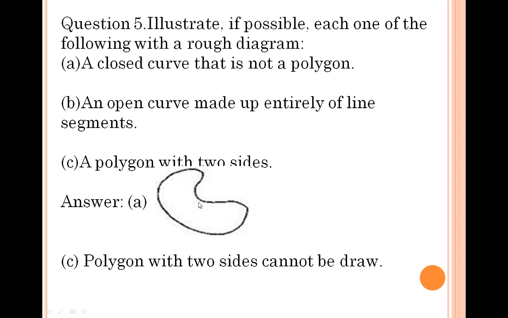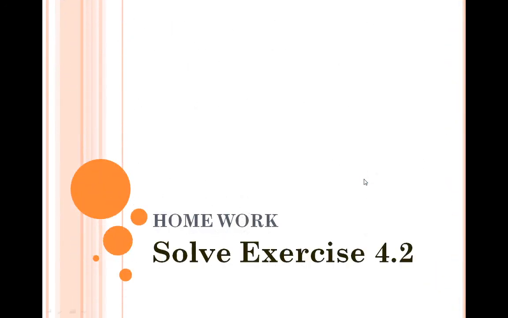An open curve made entirely of line segments. It should be made of lines, but it should not be a polygon, but it should be an open curve. How can we draw it? Like this, the alphabet T. Okay, this is an open curve because the beginning point and end point are different, and it is made up entirely of line segments, but it changes its direction. So this is also one type of curve. Like that, we can solve exercise 4.2.